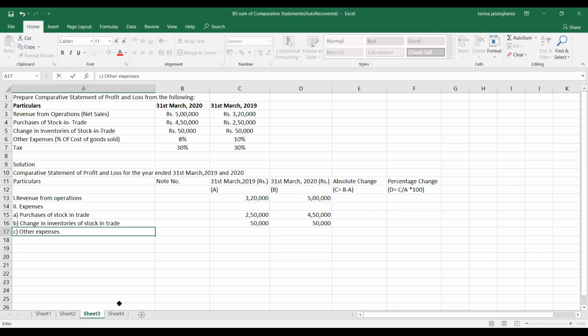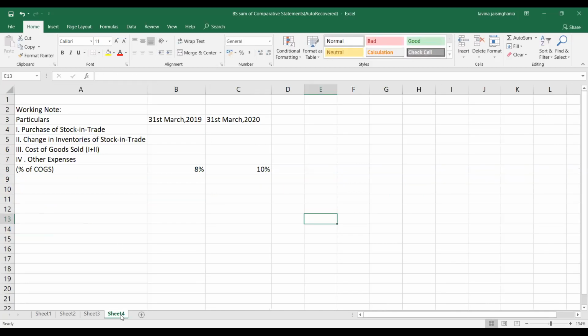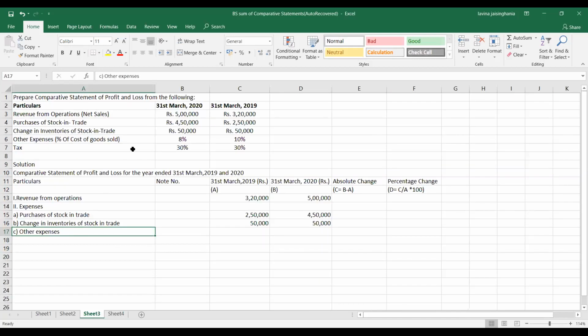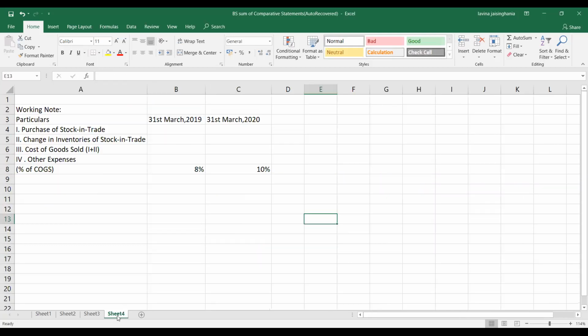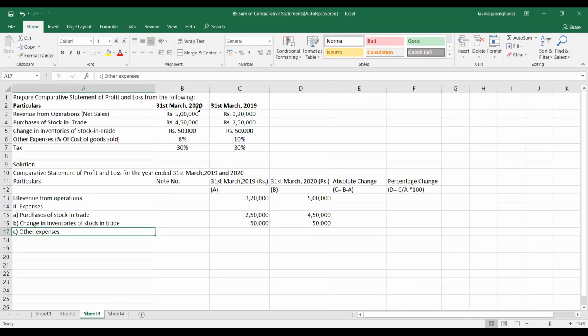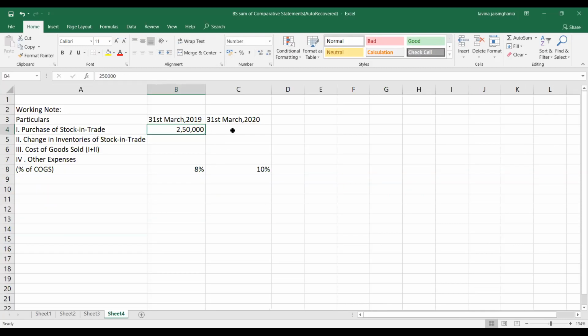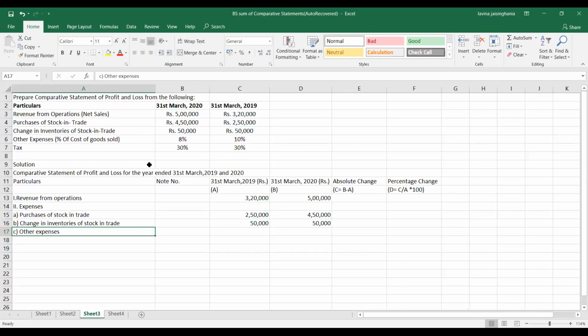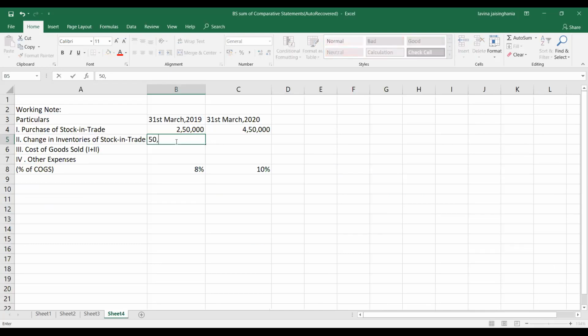So let us do a small working related to it. This is part of your answer. You have to show this working. Now what you have to do is add both of them. First of all, we'll find the purchases of 2019, that is 2,50,000. So write down 2,50,000, and then purchases of 2020 is 4,50,000. So write down 4,50,000. Then you have to write change in inventories. Change in inventories for both the years is 50,000.